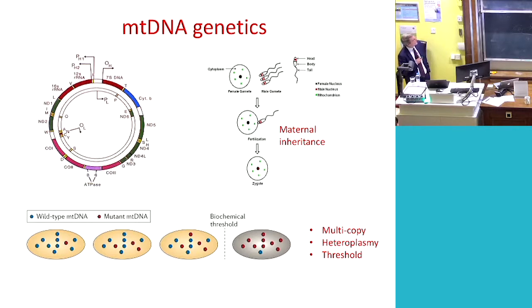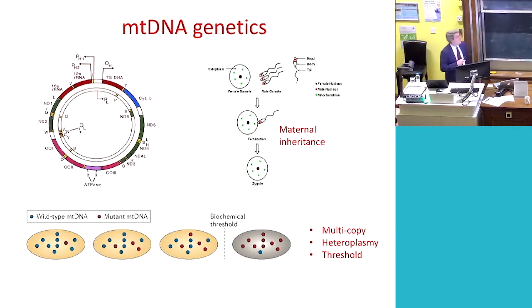And we know from studying cell lines from patients and single cell studies that generally for pathogenic mutations the cells can tolerate quite a high proportion of the mutated genome. And it's only when they go above a critical threshold that this affects the synthesis of adenosine triphosphate and you get a biochemical defect. So the 3 differences are multi-copy, so there may be thousands in a cell. You've got this situation of mixed genomes, which is called heteroplasmy, and there's this threshold effect, implying that below the threshold, the mutations may not be doing much.